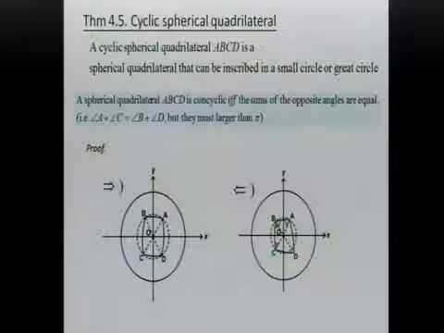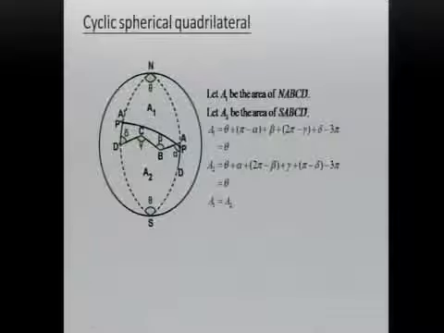Definition of a cyclic spherical quadrilateral is one that can be inscribed in a small circle or great circle. We use stereographic projection to prove that a spherical quadrilateral is cyclic if and only if the sums of the opposite angles are equal. Now consider the expanded form of a cyclic spherical quadrilateral.